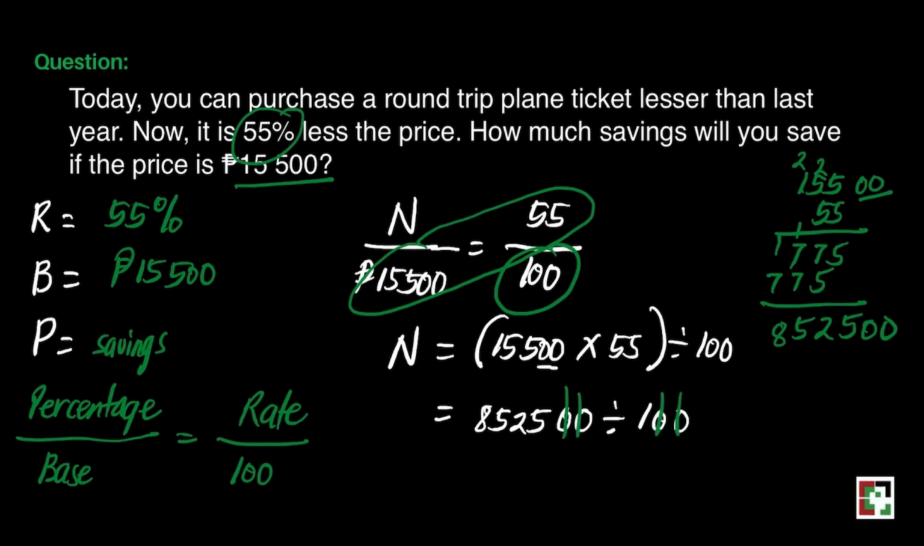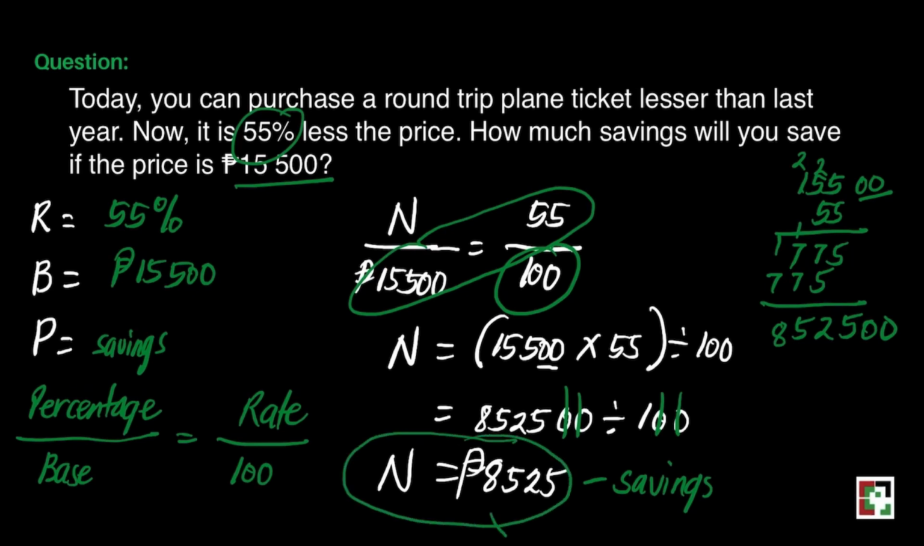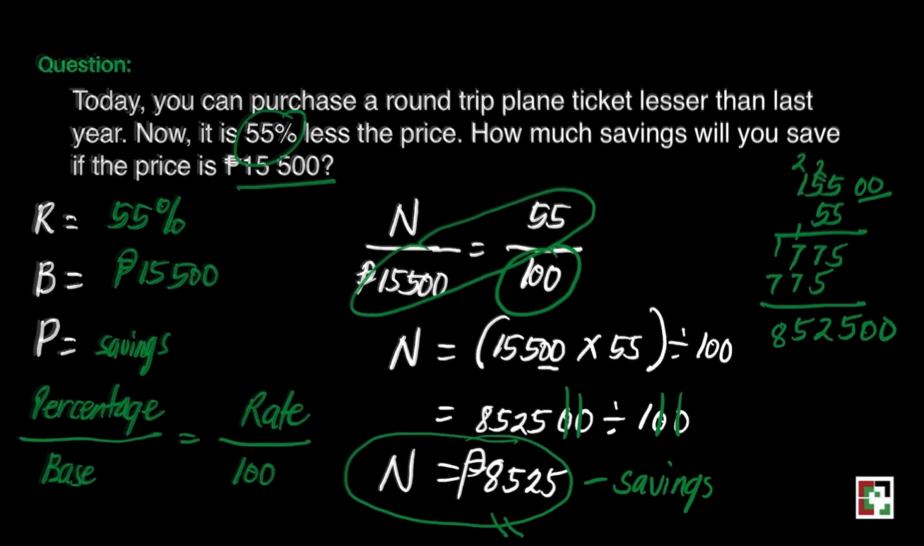What's left is 8,525. And this is our savings after availing the 55% off the price. Imagine that you have to pay 15,500 if it is not sale, but you can save as much as 8,525 when you avail the sale.